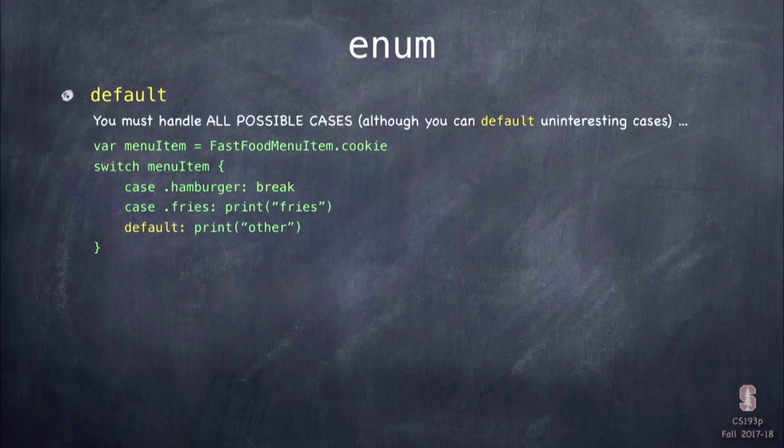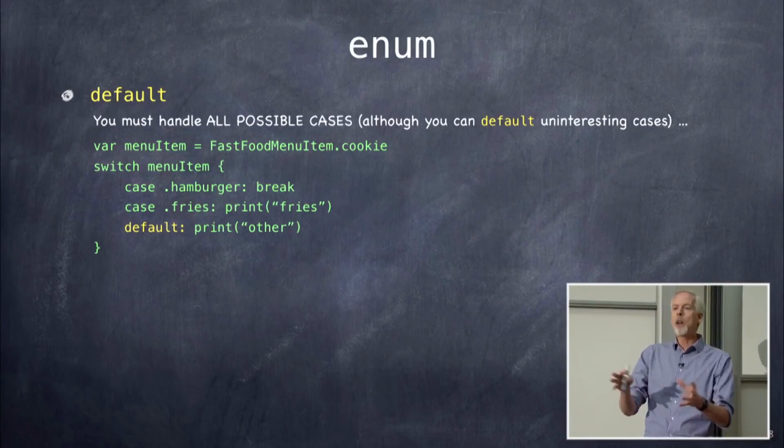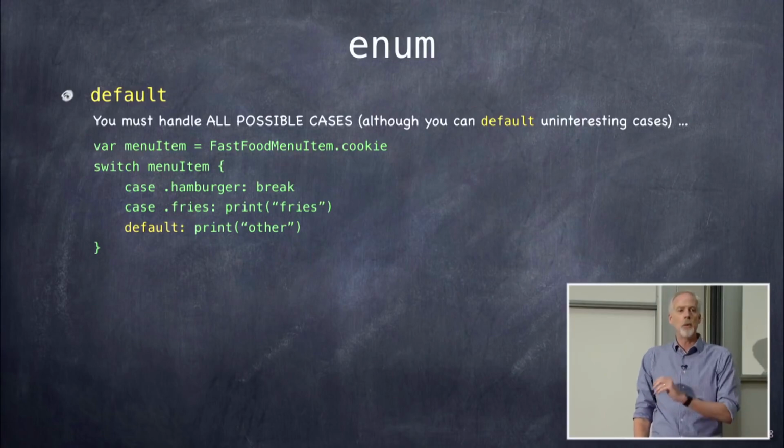Similarly, if you want to do something for all the rest of the cases, like here I only want to do something for hamburger and fries, actually I do nothing for hamburger, and I do something for fries, and all other cases I just want to print other, then you can use default instead of case whatever.